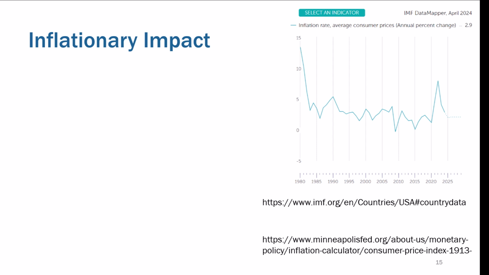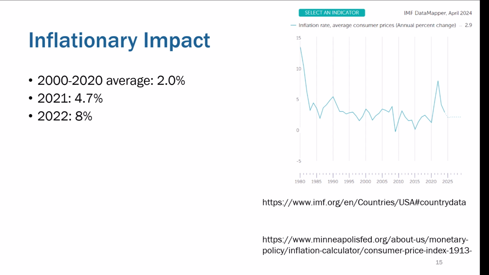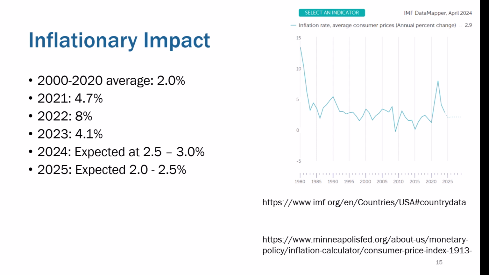Inflationary impact. We're just kind of coming out of a period of high inflation. From 2000 to 2020, it was at 2%. And then after COVID, it jumped up to 4.7%. In 2022, it was 8%. It started to come down in 2023, getting pretty close to historical averages in 2024, and then right back down to close to that 2% starting in 2025. So as you're thinking about forecasts and what percent inflation to build into some of your assumptions going forward now, I'm probably using that 2.5%.